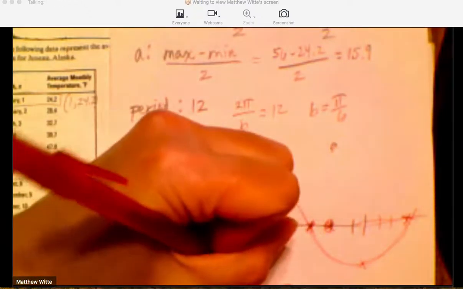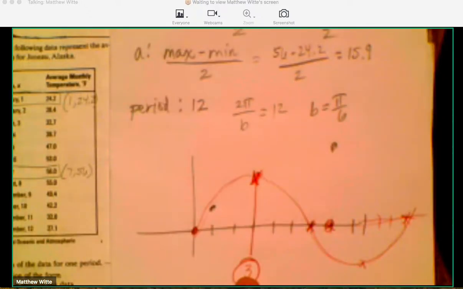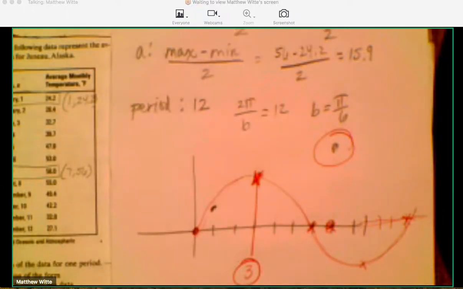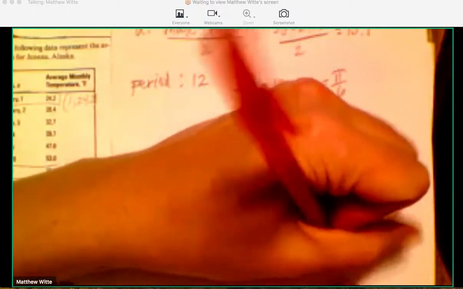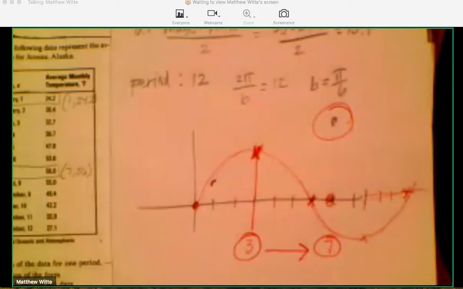So my max, if I didn't have a shift, would be at the 3rd month. But my maximum is here, which is at the 7th month. That's going to tell you your shift. So let me explain it one more time.